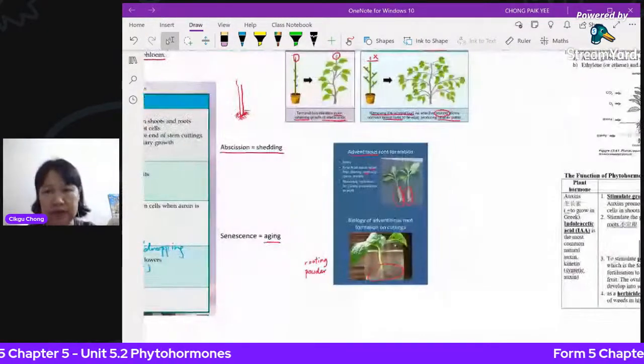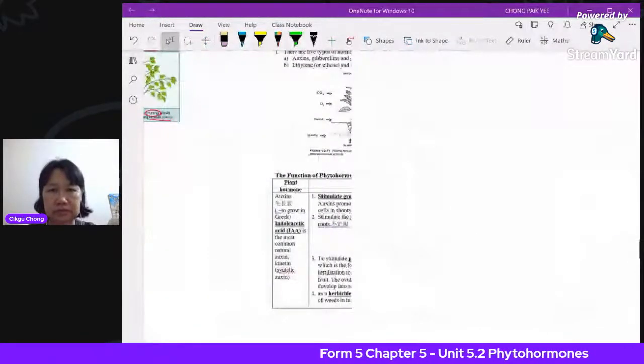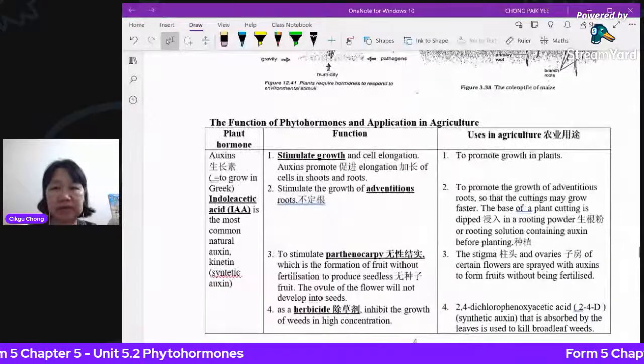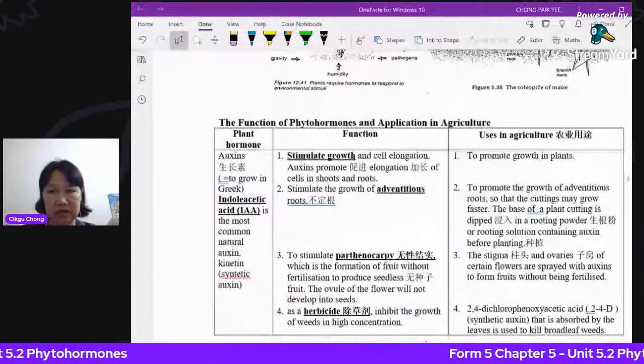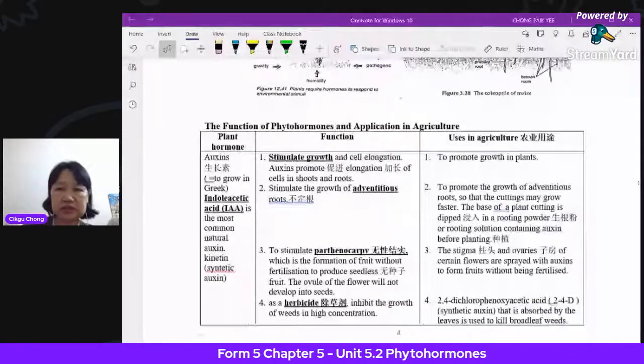Okay, so I want to add a little bit of my own notes. So here. So we just want to add anything extra here. Just now we talked about auxin. So if we talk about it another time, then probably you will remember better. Okay, so let me check anything here. Okay, right, nothing, just the students' names. Right, next one.